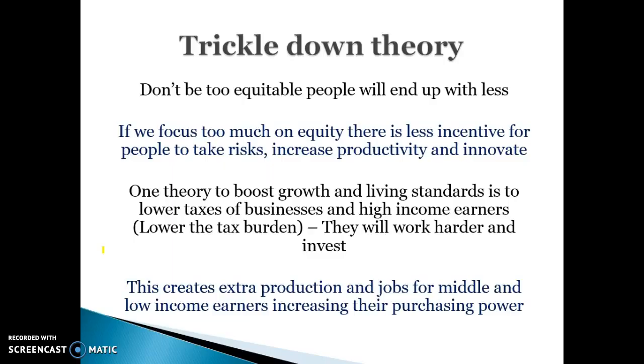And just to finish off, there is a theory that's called the trickle-down theory, which basically says that, and rich people often advocate this, you'll probably hear Donald Trump advocating this theory, we don't want to be too equitable because then eventually we'll just end up producing less. So if we focus too much on equity, people won't want to work, there'll be less incentive for people to work hard and take risks, and therefore our productivity will be diminished, we won't innovate and think of new technologies to make us better off in the future. And therefore what can actually happen is that by reducing taxes and promoting growth instead of equity, that can help to boost our growth and boost our living standards, and therefore that will create jobs for low-income earners and middle-income earners.